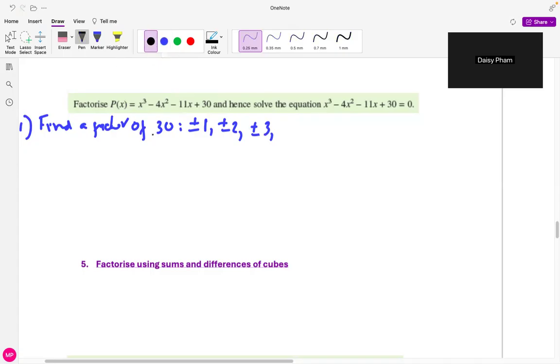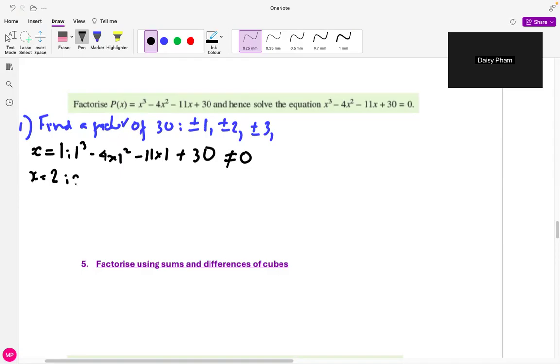So you're going to do a bit of trial and error. You substitute 1 in and see if it ends up equal to 0 as a remainder. So x equals 1, if you sub 1 in: 1 cubed minus 4 times 1 squared minus 11 times 1 plus 30. That won't give me 0, so I can't do 1. If I do negative 1, probably doesn't work either. So I'm going to try 2.